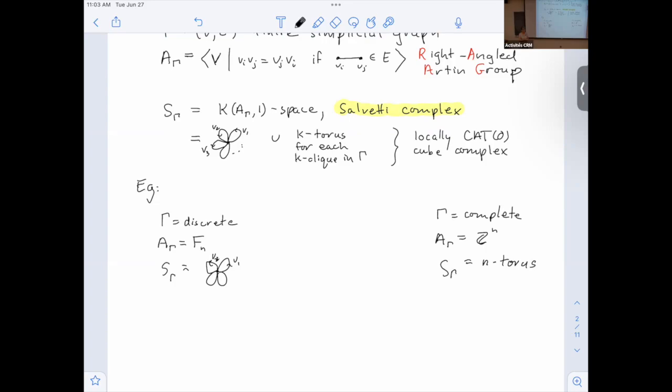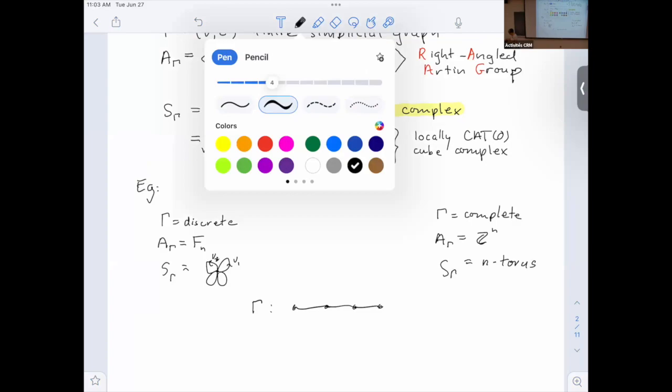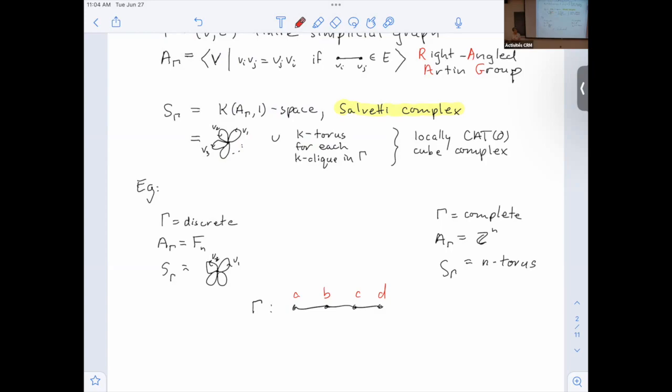Okay, so let's quickly draw one in between, just to get in shape here. Let's do this and label the generators A, B, C, D. And okay, so what's my Salvetti complex here?